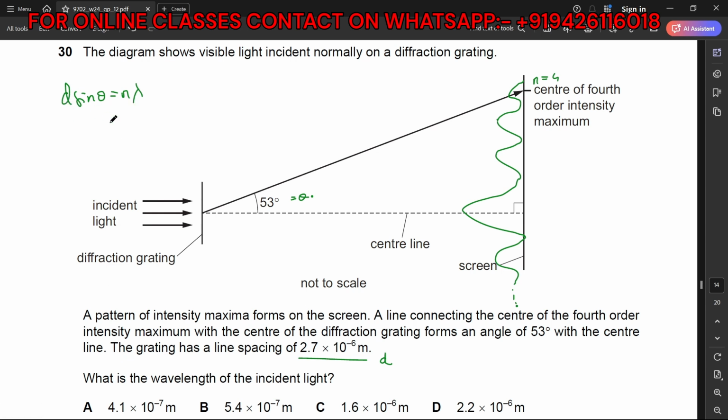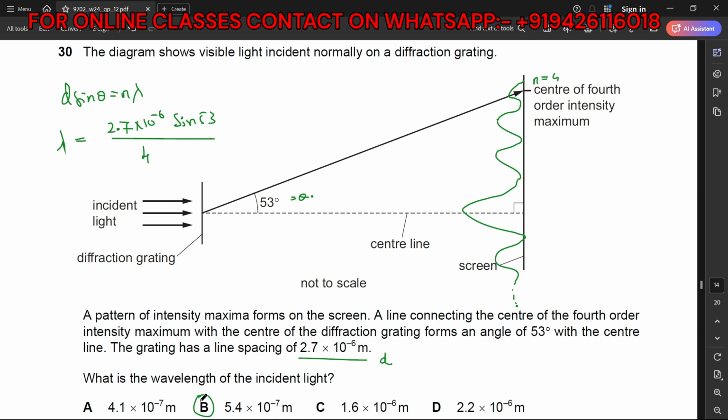We are given the value of d, we are given the value of theta, we are given the value of n. So lambda will be equal to d, which is 2.7 times 10 to the power of minus 6, times sine theta, which is sine 53, divided by n, which is 4. And if I do this in my calculator, 2.7 times 10 to the power of minus 6 times sine 53 divided by 4, it comes out to be 5.4 times 10 to the power of minus 7. So B is going to be our answer for question 30.